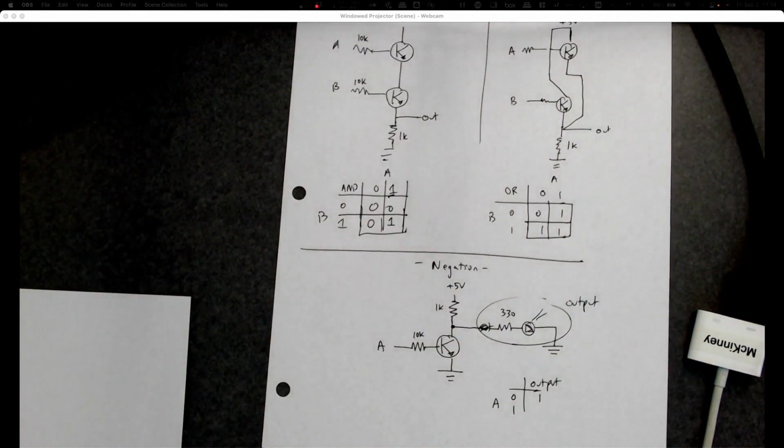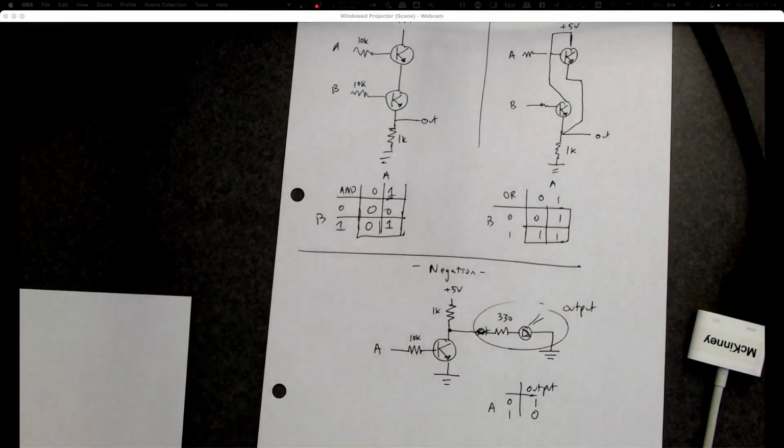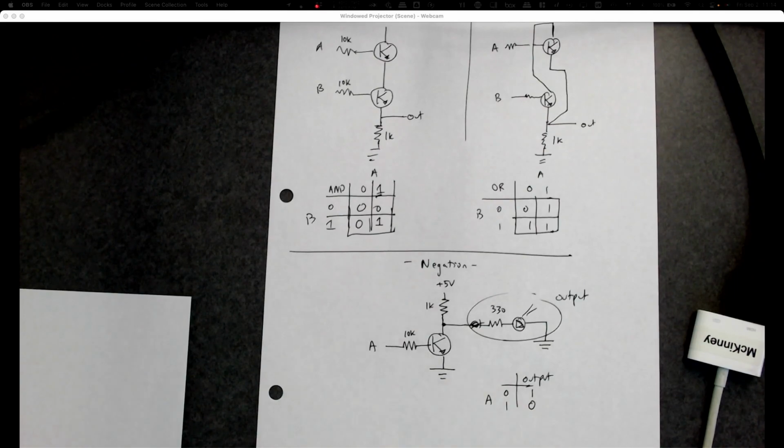It's actually a 1, right? What about if the input is a 1? The output would be a 0, okay. So why did I call this thing negation? Because it did the exact opposite of the input. Does that make sense? Okay.